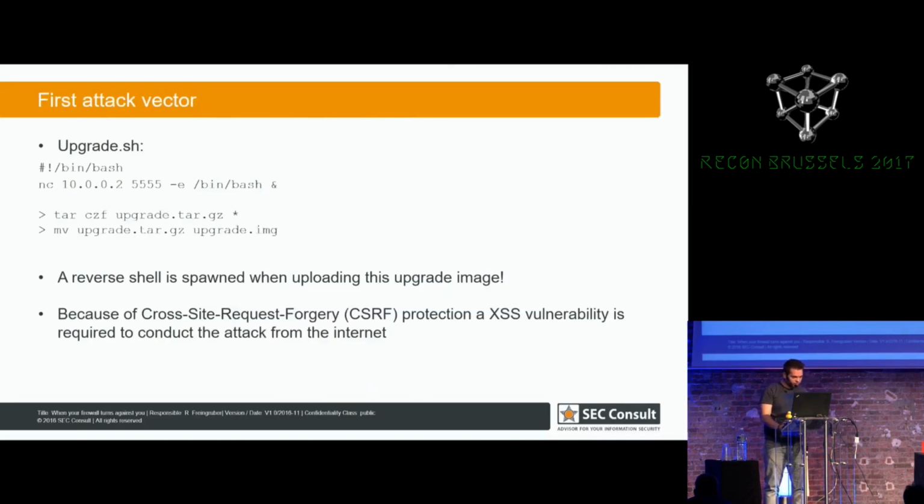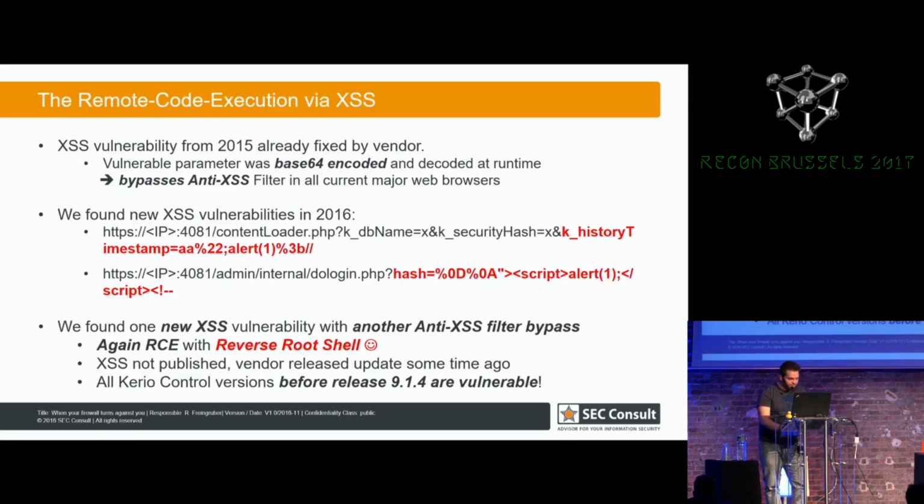So I will just skip here the first attack vector. The first attack vector was just the possibility to upload this shell script, and the shell script will just be executed with root privileges. And of course, we found really lots of cross-site scripting vulnerabilities, and it was always that they fix just one and don't fix the remote code execution, just fixing the cross-site scripting stuff. So I think we found 7 times new cross-site scripting.